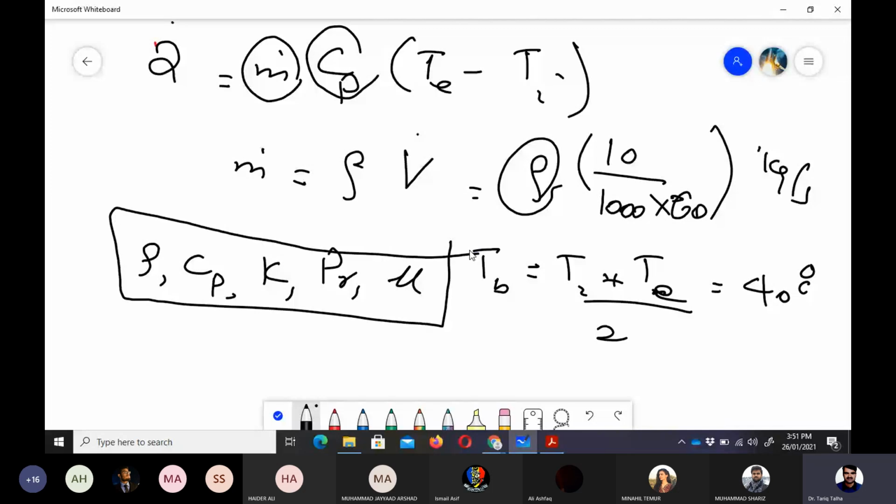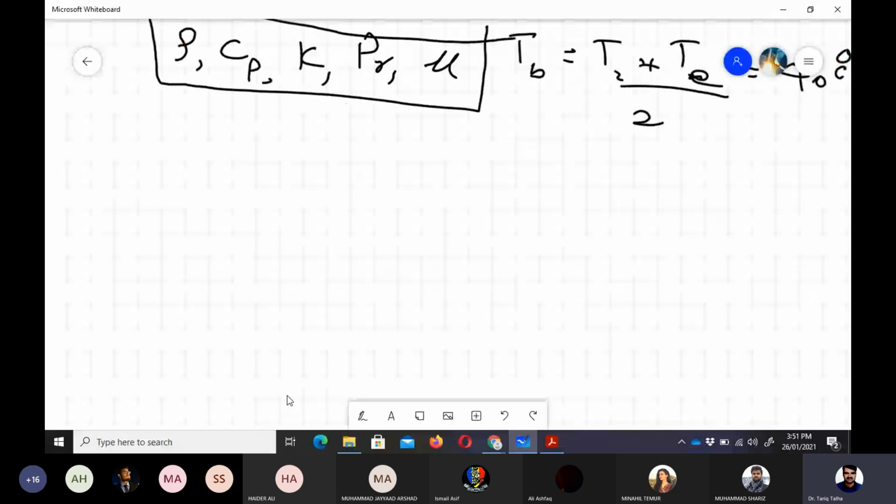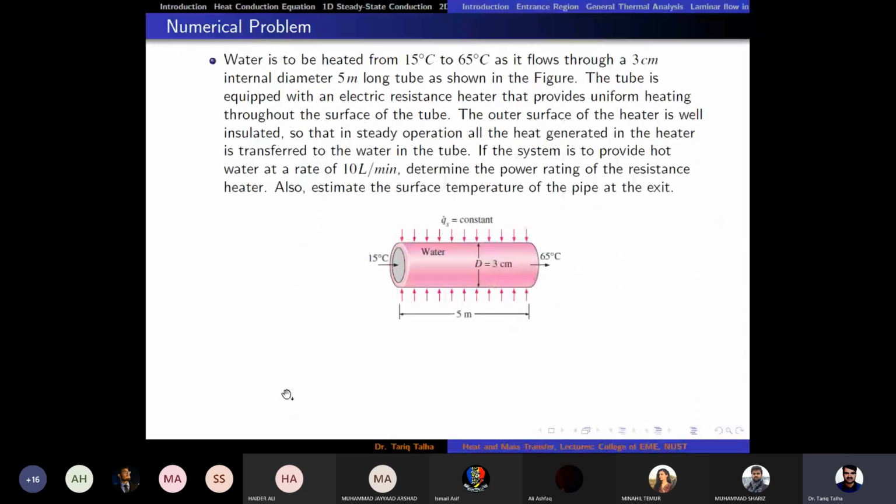So now q dot calculation is quite easy. Te is known, Ti is known, Cp we can see at the bulk mean temperature, and m dot we can calculate as rho into volume flow rate, which is given. We can convert the units very easily. So now the second thing, if you see the question, is to estimate the surface temperature of the pipe at the exit. Now we need to determine the temperature at the exit plane.